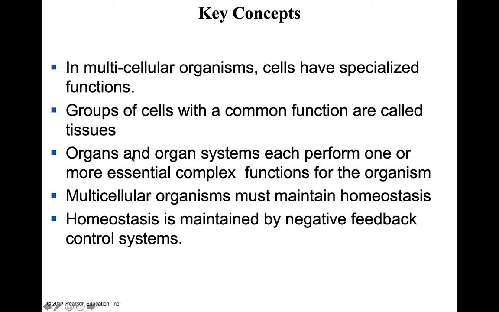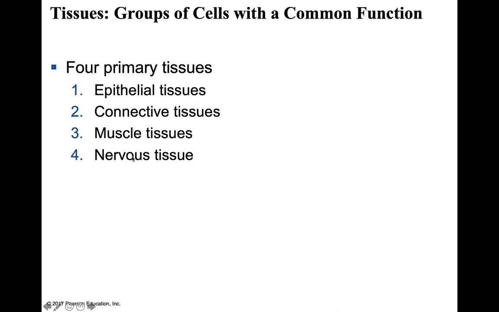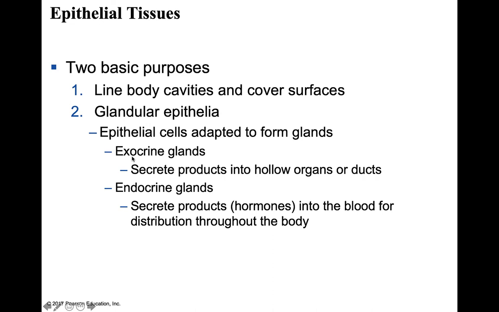We'll also introduce different types of feedback mechanisms. And right off the bat, I want you to understand that a negative feedback mechanism is going to be homeostatic. So once again, negative feedback mechanisms are homeostatic in nature. Now, there are 4 primary tissue types: epithelial tissues, connective tissues, muscle tissues, and nervous tissues.